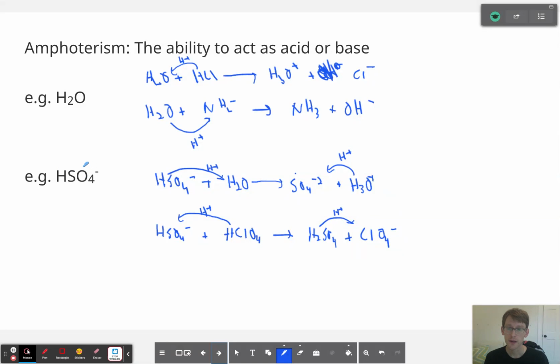HSO4 minus is definitely more acidic than it is basic. So if you want to get this to act as a base with any appreciable amount, then you're going to have to add a lot of really strong acid to make that happen. But if you add anything even slightly basic, you're going to get a pretty good amount of HSO4 minus being deprotonated to form SO4 2 minus.